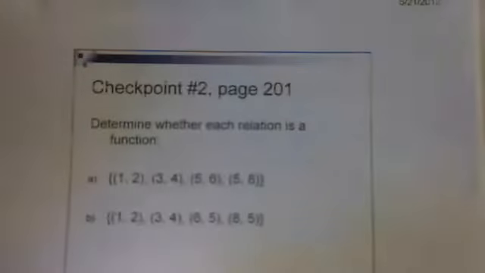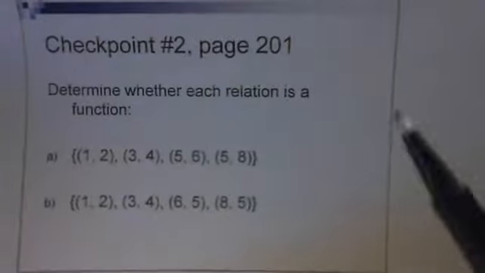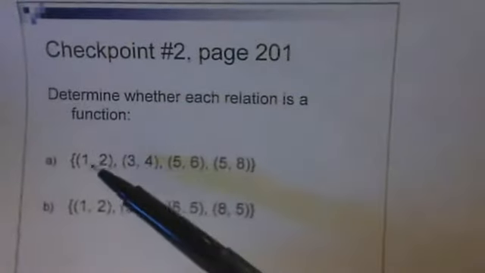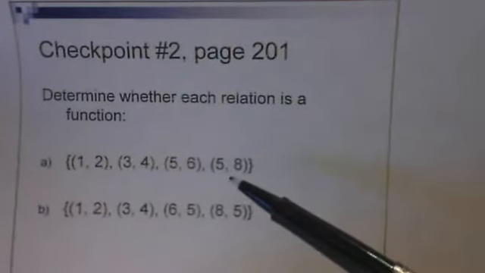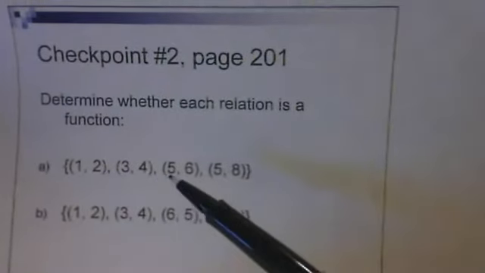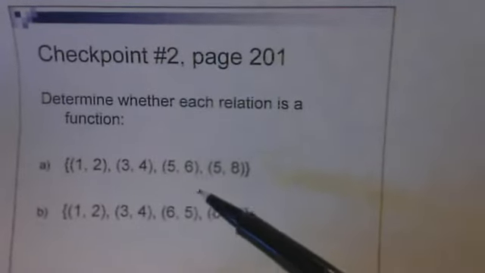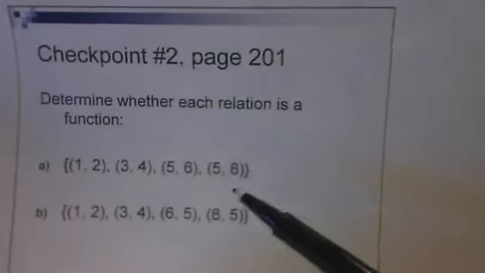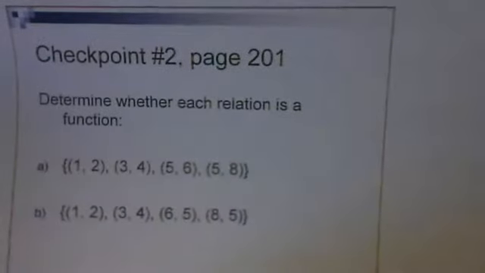Now let's look at an example. Here we want to determine whether this relation is a function. Now take a look at this first one: (1, 2), (3, 4), (5, 6), and (5, 8). That particular relation is not a function. The reason for that is 5 is paired with 6, and also 5 is paired with 8. Here you got the same x-coordinate paired with two different y-coordinates. That you cannot have. In this case, the relation in part A is not a function.